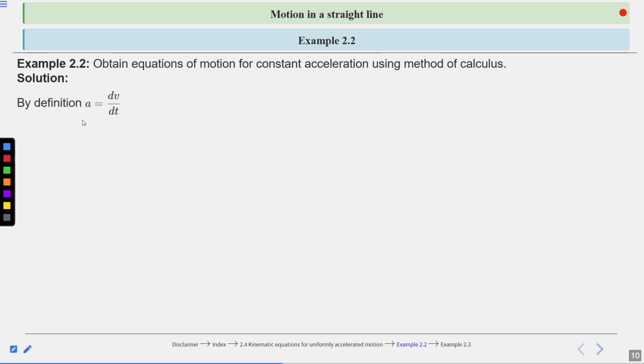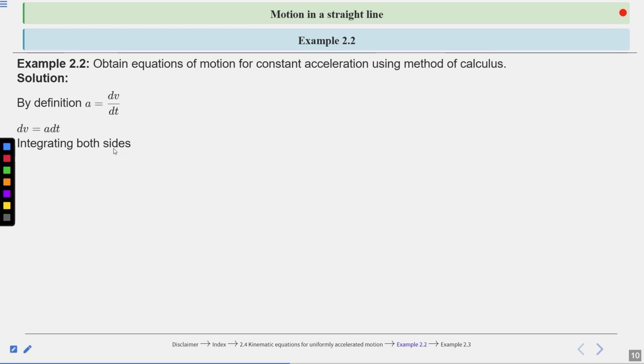So by definition, we know acceleration is the rate of change of velocity. So we can write acceleration a is equal to dv upon dt. By using the method of calculus, acceleration is equal to dv upon dt. So taking cross multiplication, it will be dv is equal to a dt.